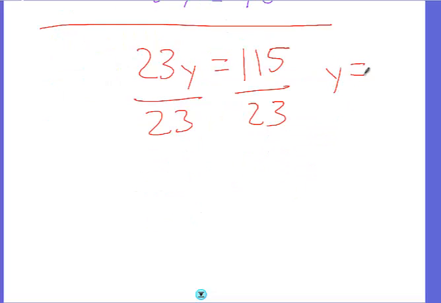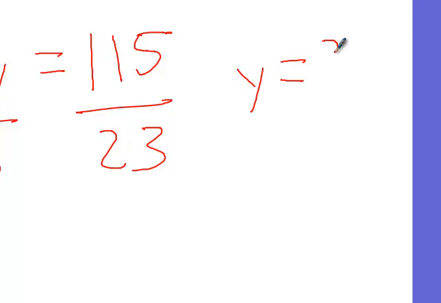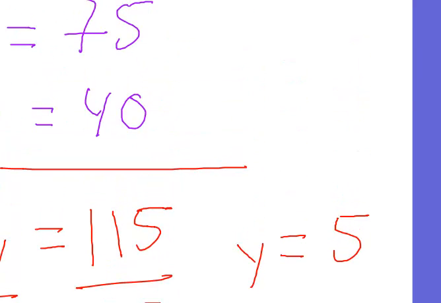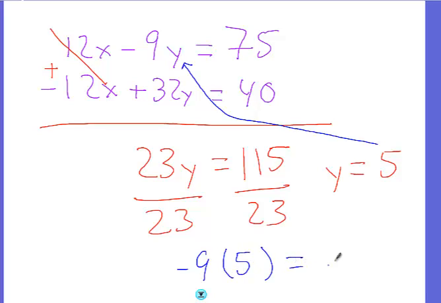Y is equal to, what's that? That's 5. It's just y is equal to 5. I don't know why it took so long for me to figure it out. All right, so now we know that y is 5. Again, what you must do is take the y and substitute it into either equation. A 9 is smaller than 32, so I'm going to use that one. So when you write your equation down here, it's going to become negative 9 times 5 equals 75. I forgot the 12x.